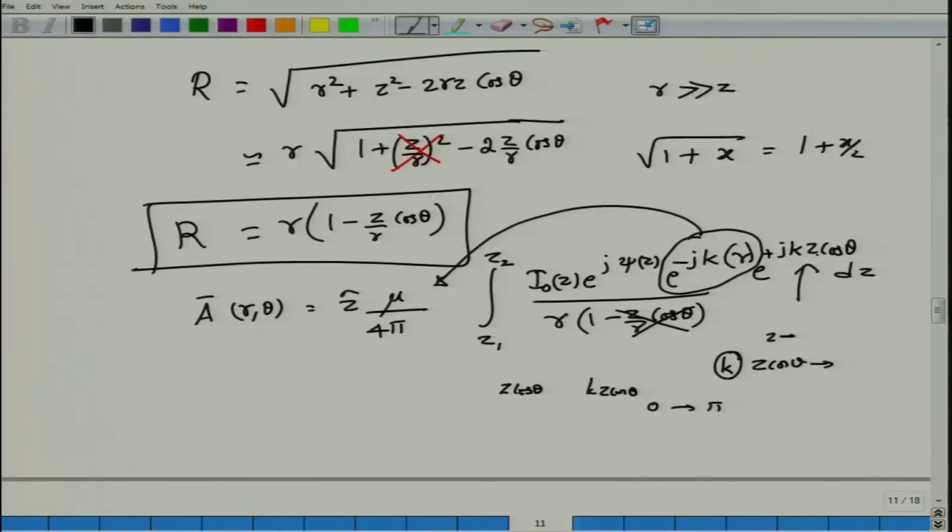So it is very important to note that you can make this approximation for capital R in the denominator, but don't carry the approximation in the numerator, because there is an exponential change associated with that approximation. So you do not make this small r approximation or the capital R approximation in the numerator, and therefore end up having to retain this e power j kz cos theta in the numerator.